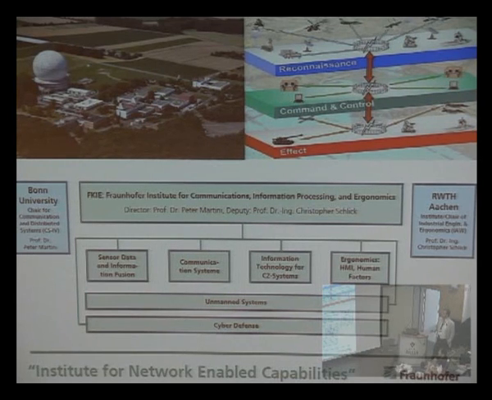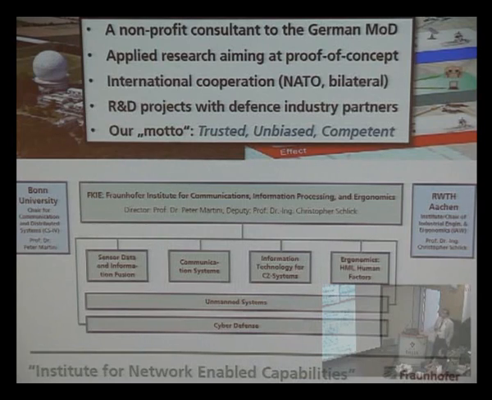We have, of course, communication systems, information technologies for command and control systems, and the human factors department. We are closely interrelated with the 2 universities, the Bonn University and the Technical University of Aachen. We are essentially a non-profit consultant to the German Ministry of Defense. Our goal is applied research, and we aim at proof of concept. That means we are doing theoretical work, simulation work, but all this aims at experimental systems or performing large nature experiments to show what it is good for. This is a bridge to the industrial applications and the generation of products.